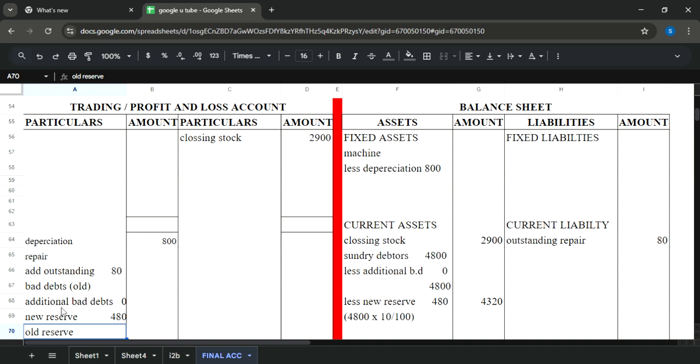There are four elements. Now you can ask a question: if additional bad debts were not present in the question, we can skip it. But please don't skip it. Make it a very strong habit. You will be writing these four elements in each question where bad debt adjustment is present. Whether they are given in the question or not, you will write all these four elements, so that by practice you have a strong memory to deal with bad debts.